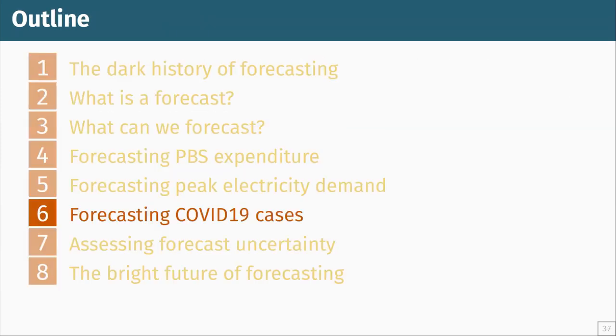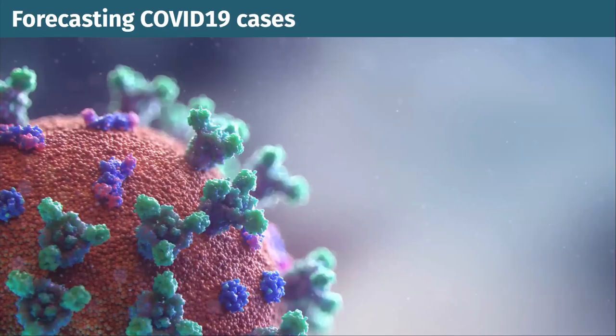Let me give my third example, which is to do with COVID-19, the most recent of my 3 examples. So the first ones were from 15 to 20 years ago. This one is from the last few years in forecasting COVID-19 cases. And as with most of my forecasting, it started with someone contacting me to say, can you help?